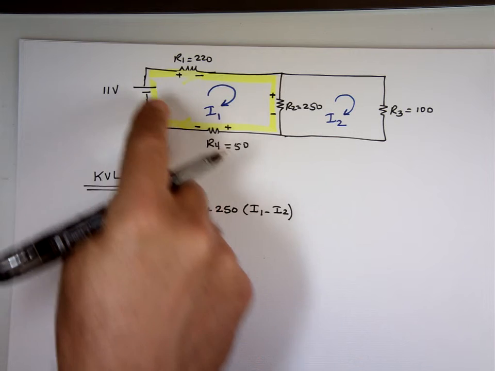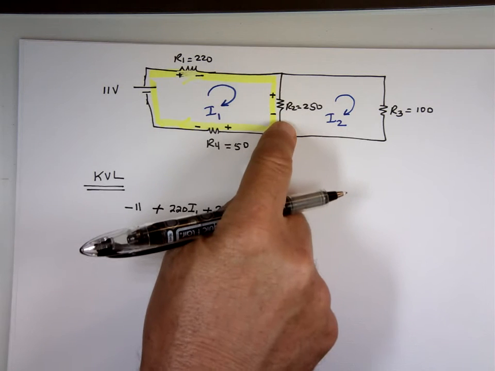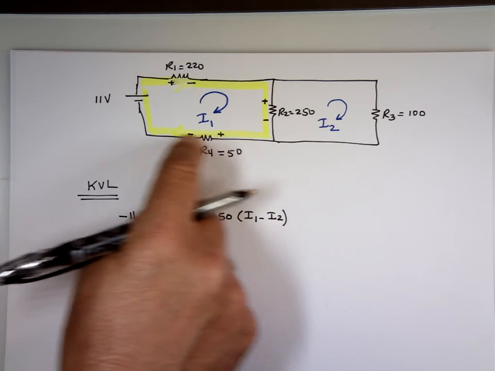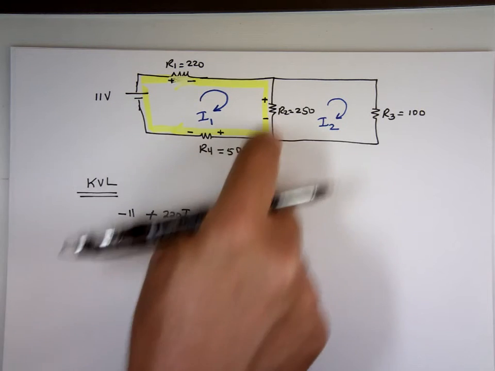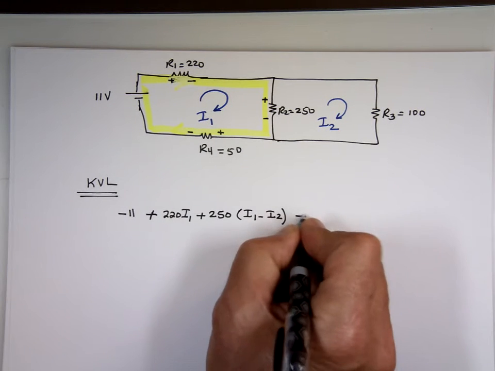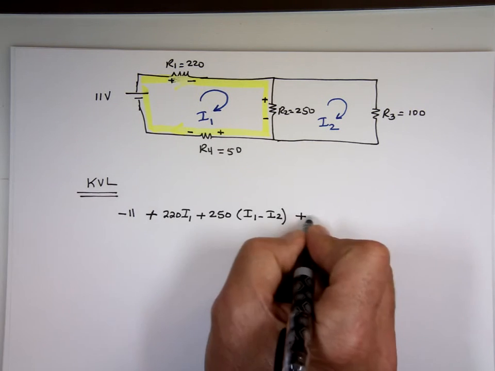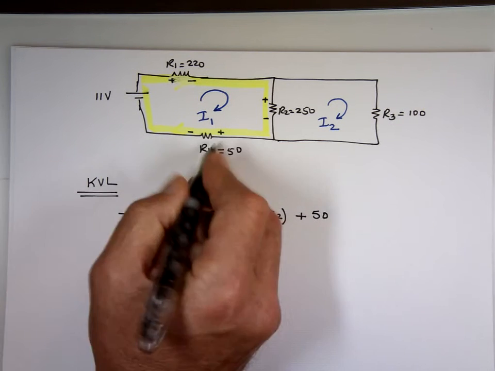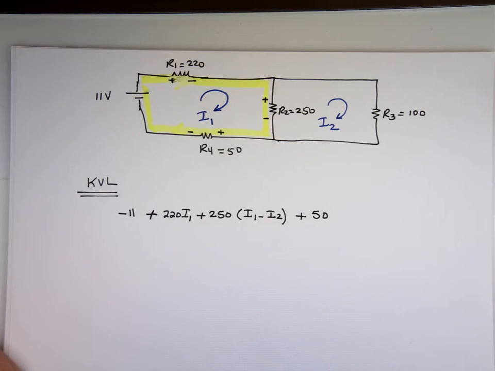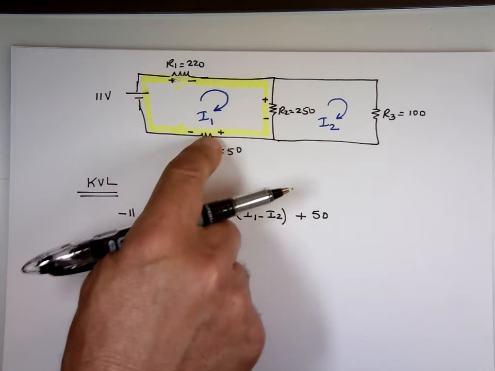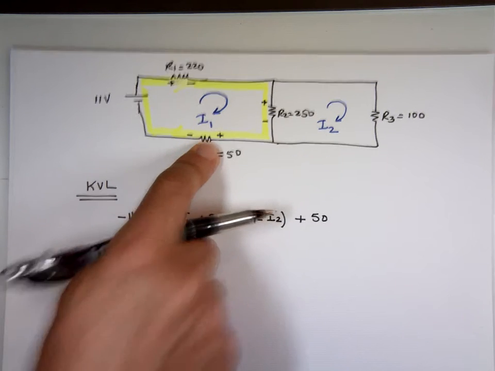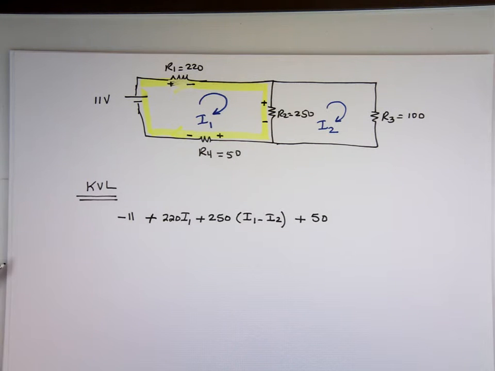I need to finish my loop. It has to be a closed loop. I'm not closing it. I've got to go all the way back to here, right? So now I'm going to deal with this one. And this will be 50 times what? What's the current through that resistor? There's only one current, that's I sub 1.